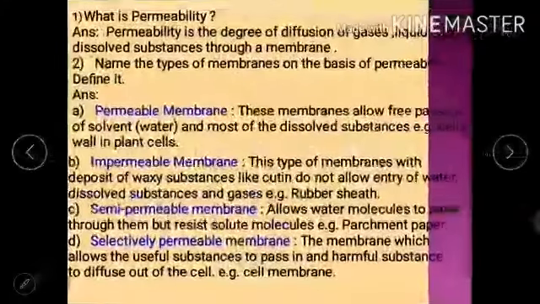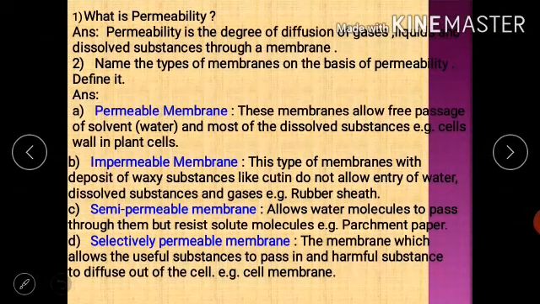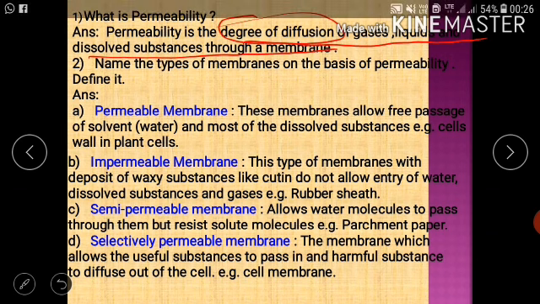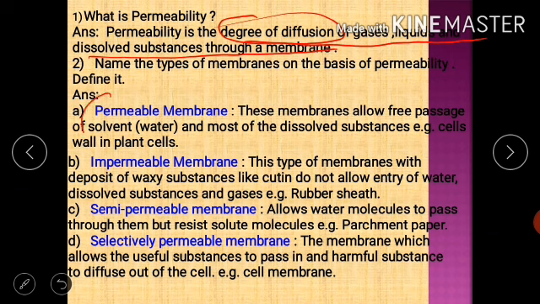What is permeability? Permeability is the degree of diffusion of gases, liquids and dissolved substances through a membrane. Degree of diffusion, what does it mean? Degree of diffusion means the ability of a substance to pass through these membranes.